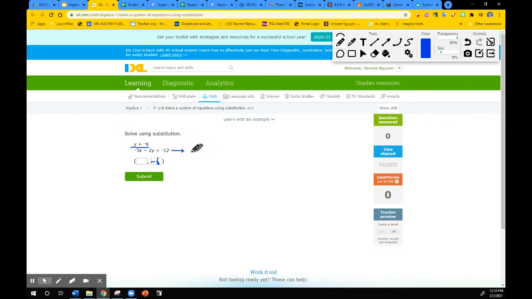for x, right? So you're going to write this 3x minus 2y, but instead of y, I'm going to substitute the value for y, which is -6, okay? That way I can solve for x, so equal -12, okay?